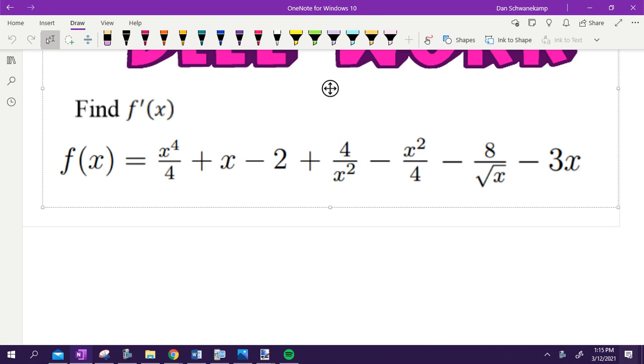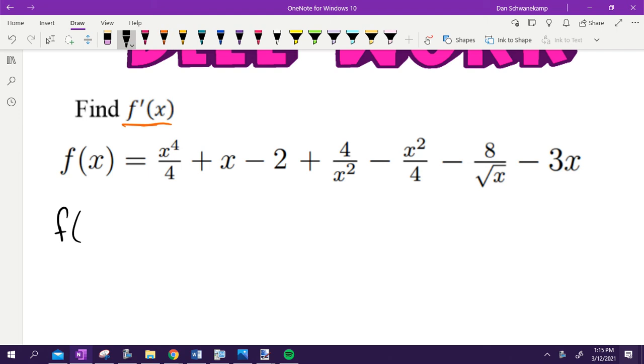All right, in bell work, pretty straightforward. Find f prime of x. We're just finding the derivative. The first thing I would do on something especially crazy like this is rewrite it. I am not doing calculus at first. Okay, technically what I'm doing first is algebra 2.